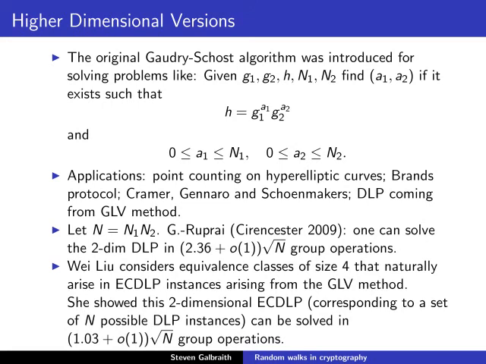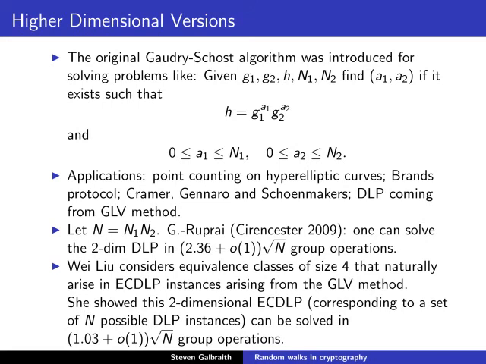Yeah, so the original Gaudry-Schost is about what's called a two-dimensional discrete log. So now we've got a big group, and we've got two elements, G1 and G2, in our group that are just randomly chosen group elements. And I've got an element H in my group that's G1 to the power A1 times G2 to the power A2. And now A1 and A2 are both small.